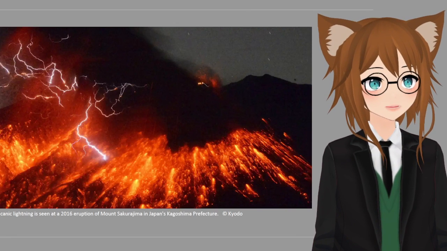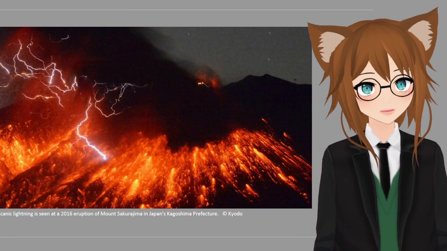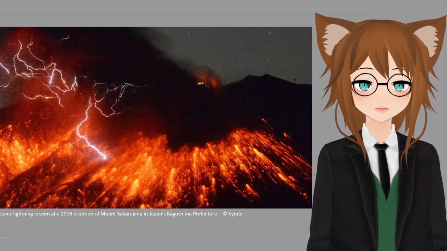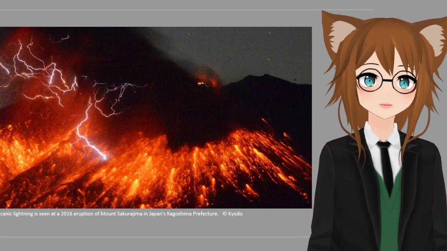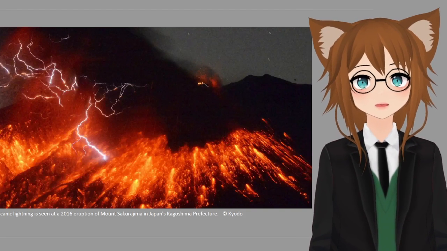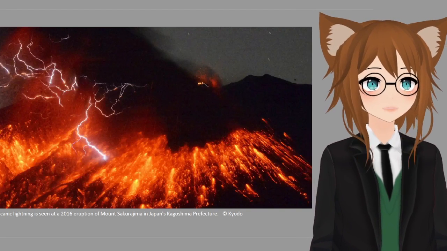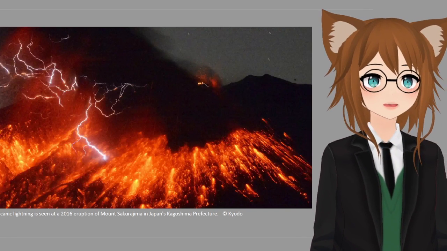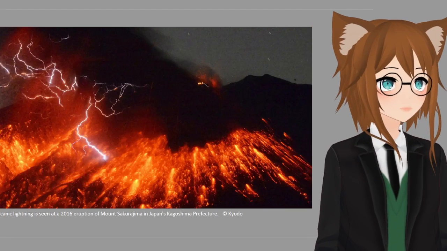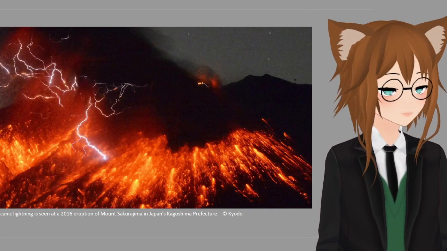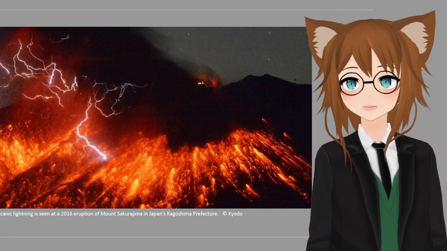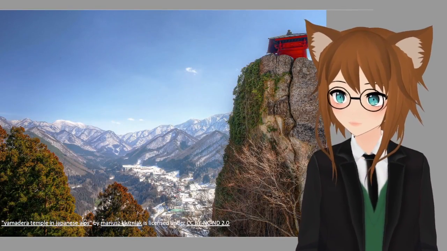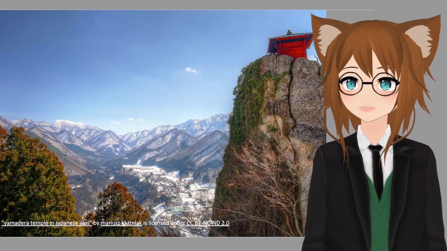So with this kind of occurrence where you have lightning happening over a very angry volcano, it's easy to understand why the Japanese Shinto religion, the traditional religion of Japan, would regard these volcanoes as gods. Because it's quite an interesting environmental event that happens. All right, moving on.